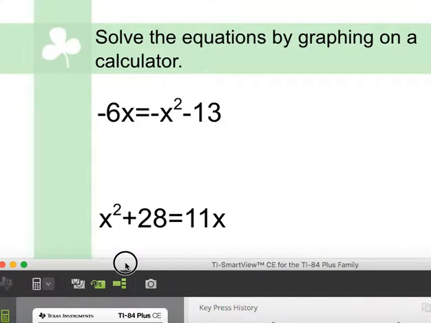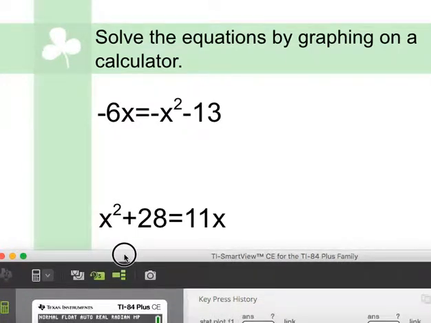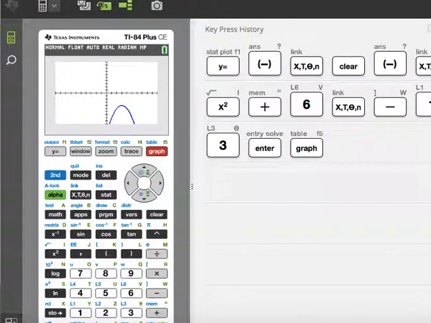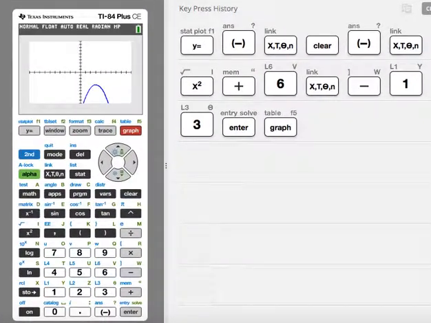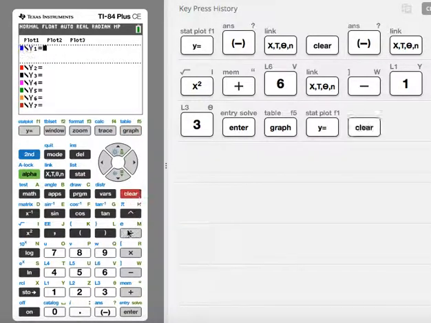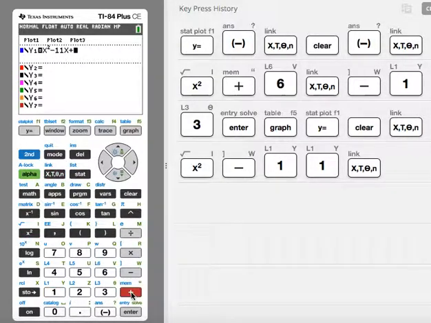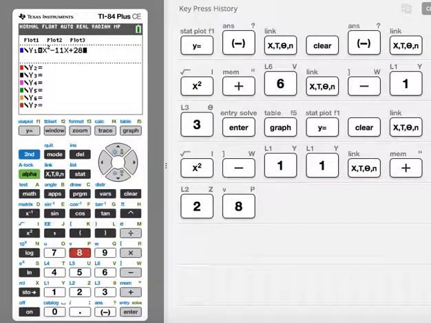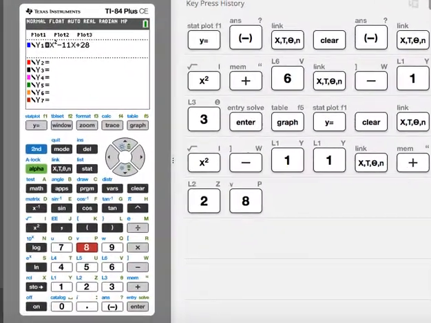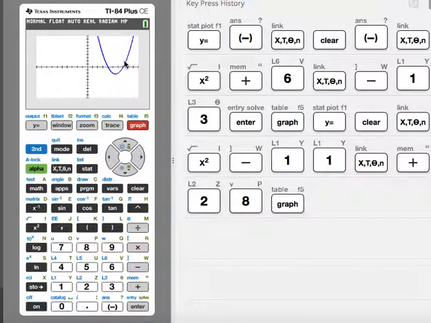So let's try another one. Let's try x squared plus 28 equals 11x. Now I'm going to flip that 11x to the other side, so it's minus 11x. So I go back into my y equals editor, and let's clear this out. So we have x squared minus 11x and then plus 28. Let me just check one more time, make sure I plugged it in correctly. Yep, that'll work. And we go ahead and graph. And we see in this case we definitely do have solutions. We have two different points that cross the x-axis here.